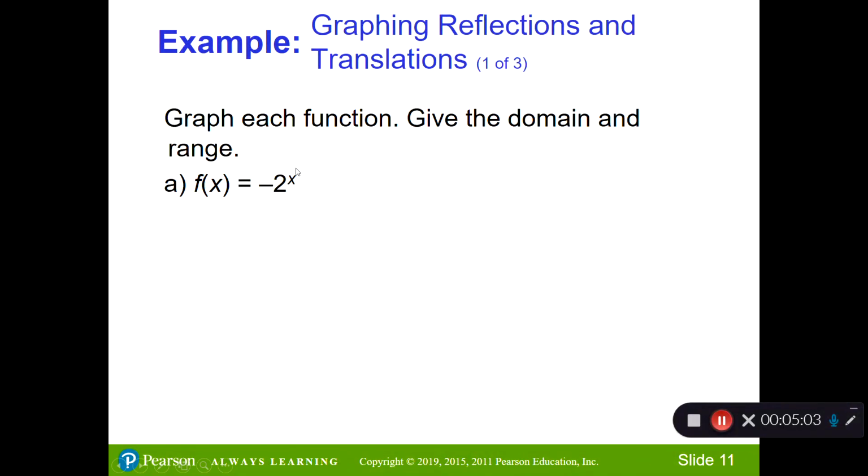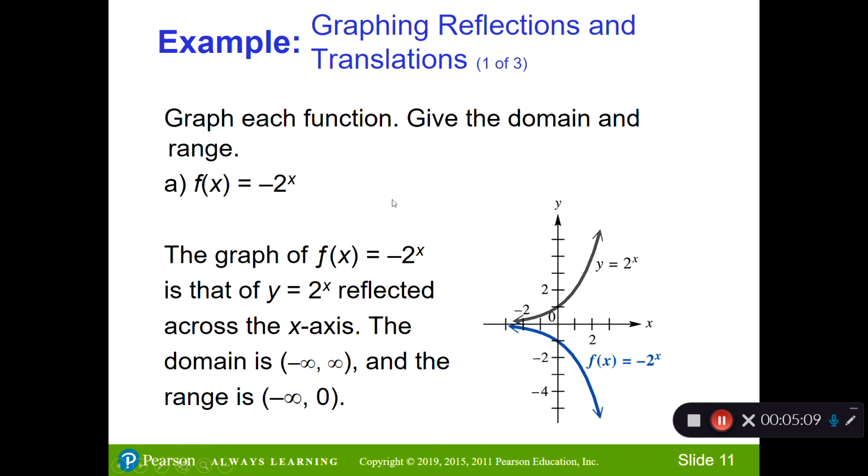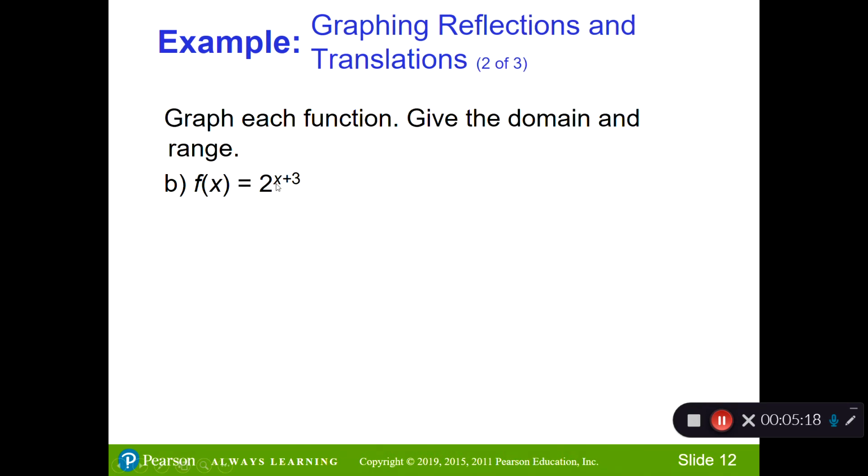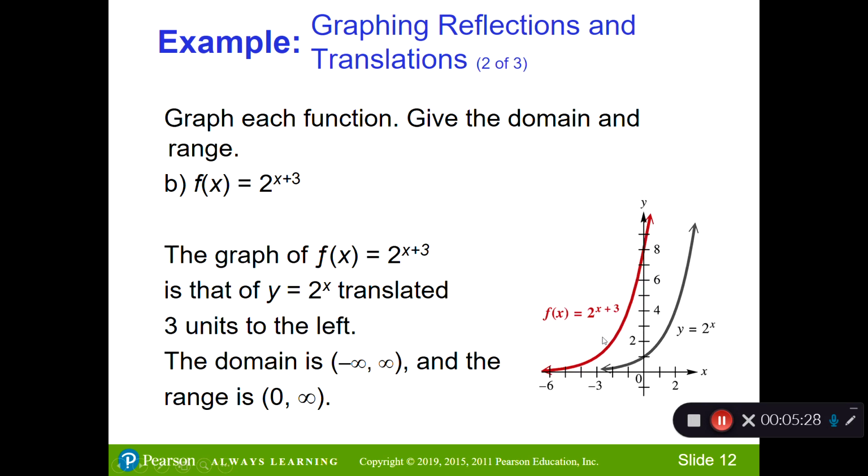Let's graph negative 2 to the x. Well, I can do this with transformations. This is a negative in front of the function, so it flips it over the x-axis. So my domain is still all real numbers, but my range is negative infinity to 0. Let's graph 2 to the x plus 3. This is another transformation on 2 to the x. I'm adding inside the function, so that's a shift to the left. So if I shift left 3, it looks like this. My domain stays the same and the range stays the same.